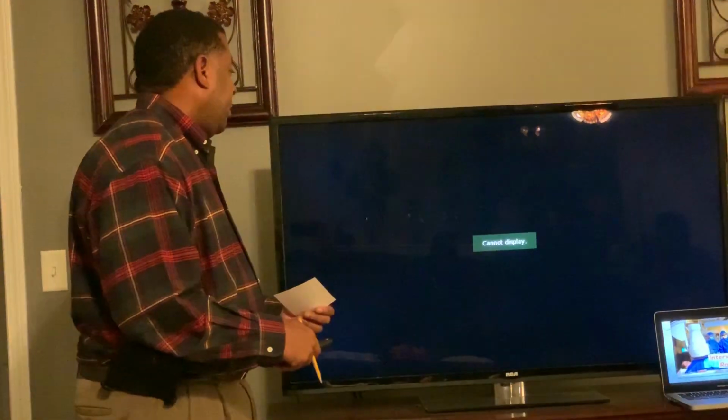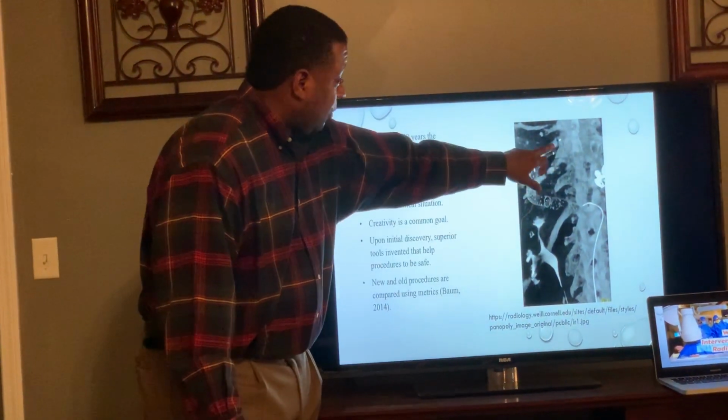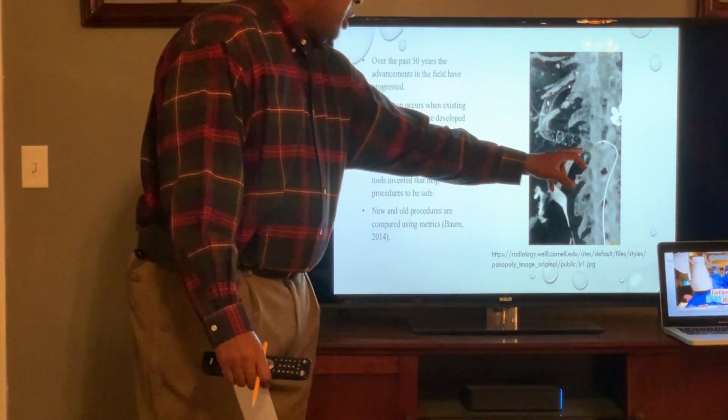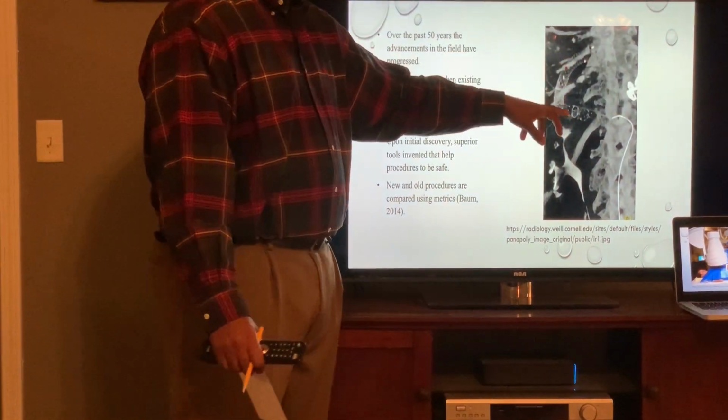I'll go back to that real quick. And that is a picture of, like I was saying before, this is a stent right here, a metal stent, and that's your guide wire. I was talking about the guide wires earlier. The guide wire helps guide the stent in place, and then you pull the guide wire and the stent stays put.